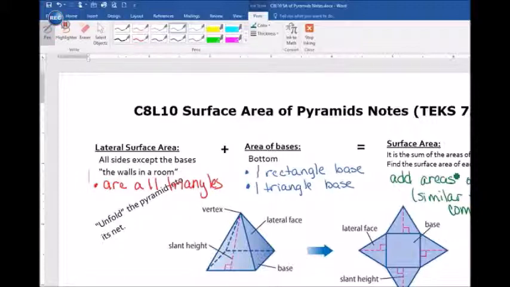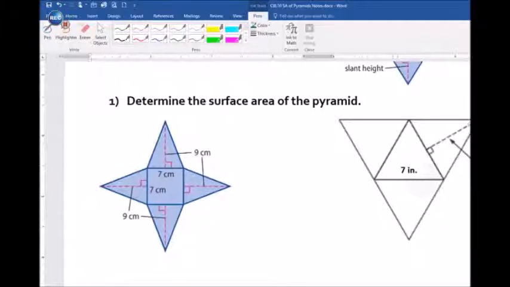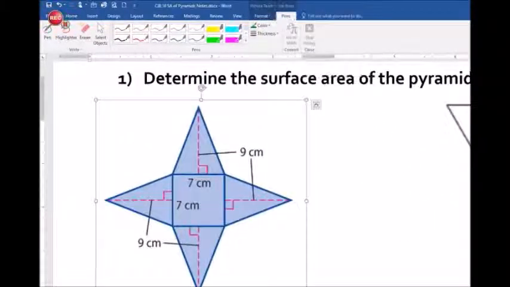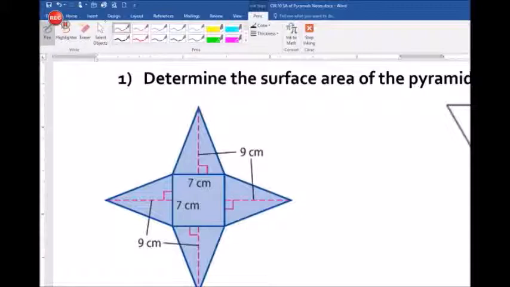Let's take a look at a couple of examples. It looks like we have a rectangular pyramid and a triangular pyramid to use. So I'm going to focus on the rectangular pyramid first. Again, I know that in our notes the base is not identified, but with a rectangular pyramid, it is definitely the only rectangle that is given. So this is the base. And we want to find the total surface area.